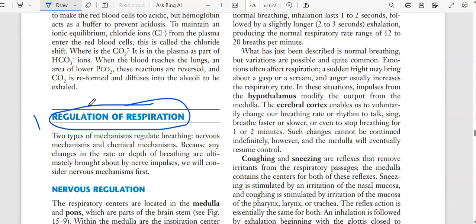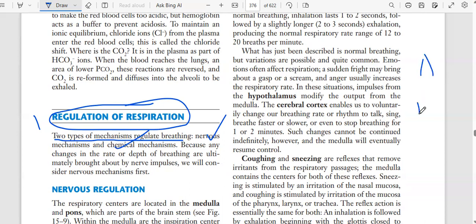So how does this happen? How is respiration continuously happening? In 1 minute, there is a respiratory rate of 12 to 20. So how is it happening? Let's talk about that. Two types of mechanisms regulate breathing. The continuous breathing is happening with the help of two types of mechanism. One is the nervous mechanism and the other one is the chemical mechanism.